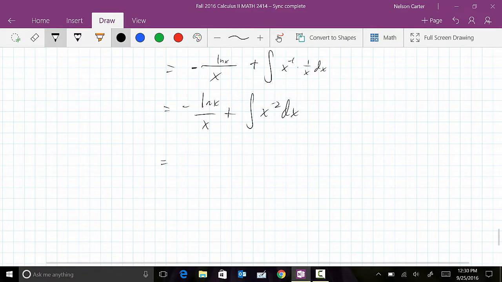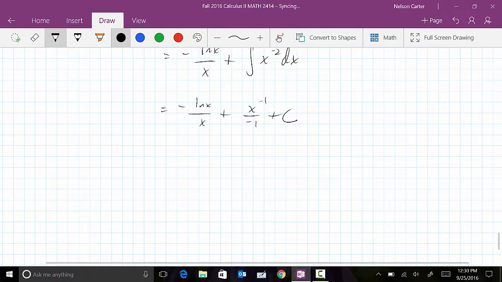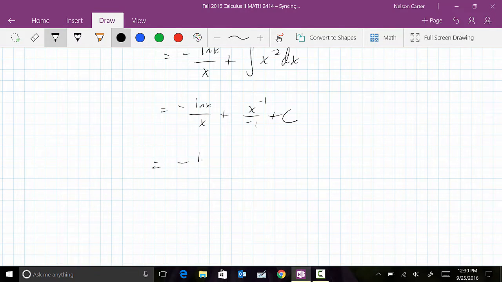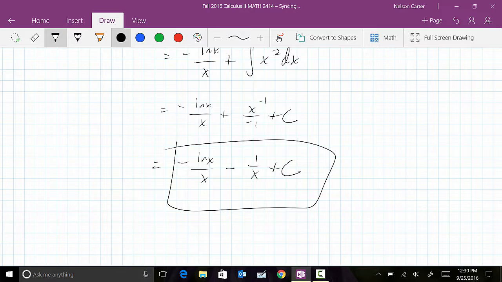So what you could just do is rewrite this as x to the power negative 1 over negative 1 plus a constant, and then just say no problem, this is negative ln of x over x minus 1 over x plus a constant. Okay, that's it. Well, that's cool.